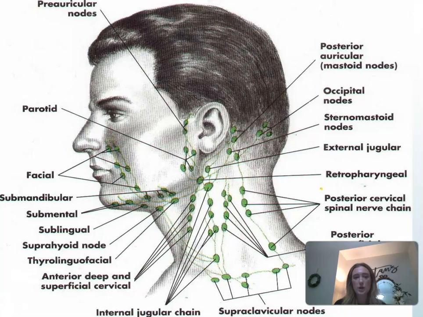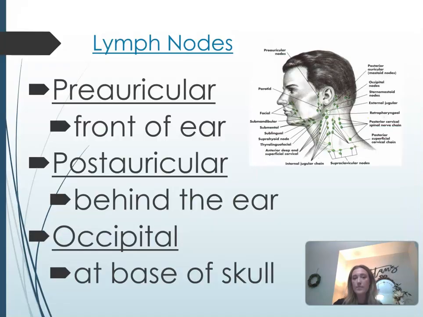So here is a picture of just the regional lymphatics of the head and neck. We're going to go over each one and where you're going to be palpating for them. Okay, so your pre-auricular, auricle is your ear, so pre-auricular is in front, post-auricular is behind. Occipital is at the base of your skull, so behind your skull, at the very base of it is where you're going to feel for that, under your hair.